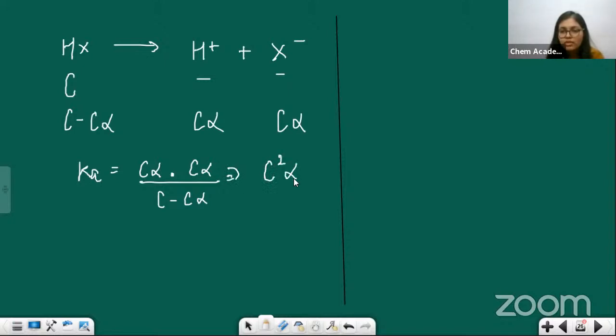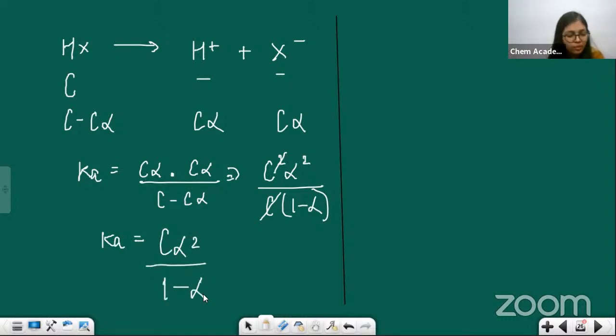So this is actually C square alpha square divided by, we will take out C to be common, C into 1 minus alpha. This C will get cancelled out, so we will get K equals C alpha square upon 1 minus alpha.